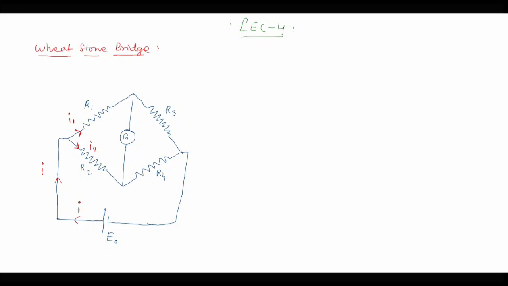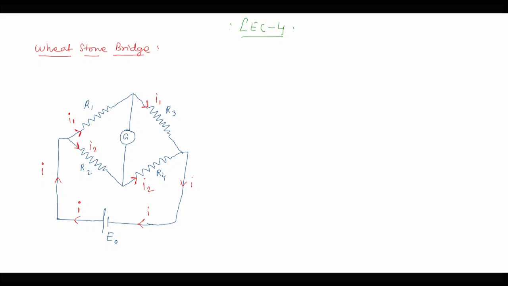So if no current is passing through the galvanometer, it implies that the I1 current will continue to flow through this R3 resistor, and similarly I2 current will pass through R4, and I1 and I2 will recombine to give I current into the network somewhat like this.